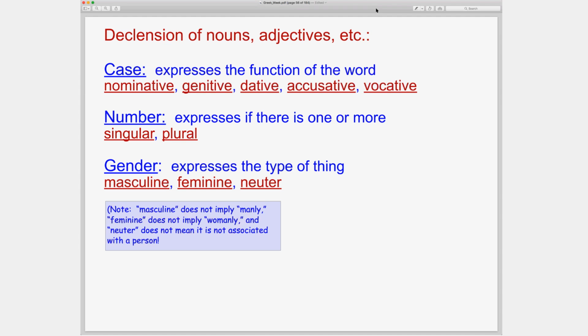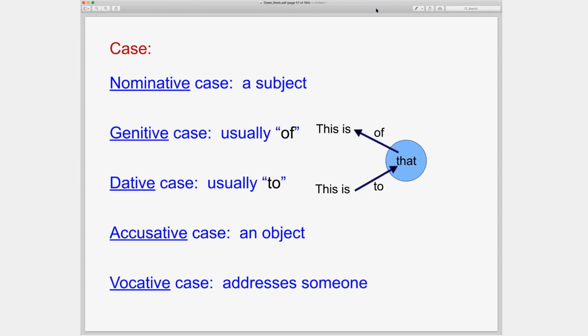Okay, so now I'm going to drill down to each one of these things to define what each thing means. Case is first. Nominative case is a subject. Accusative case is an object. So the nominative case is pretty much the same as the English subjective case, and the accusative case is pretty much the same as the English objective case. But then you add the genitive and dative cases.